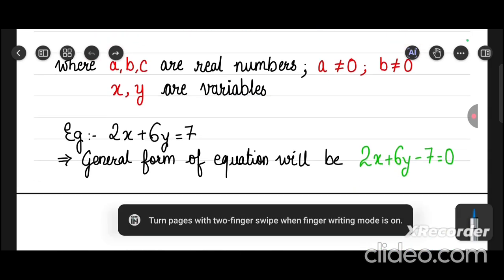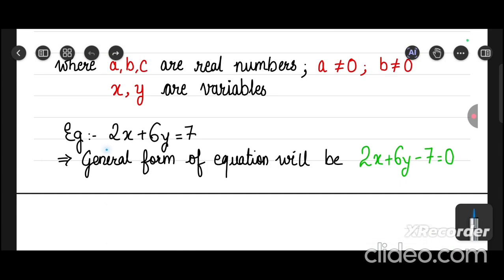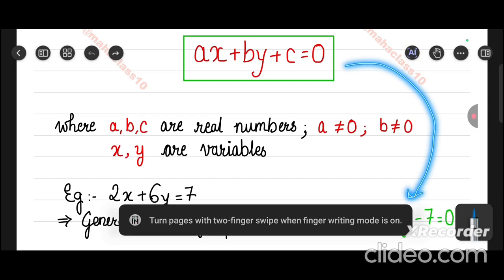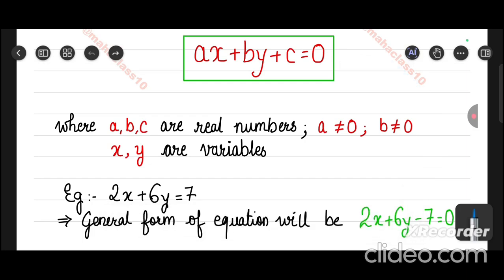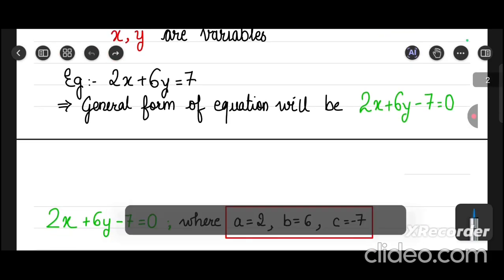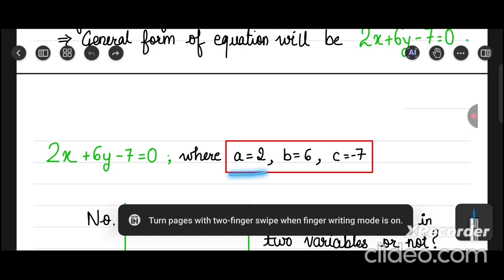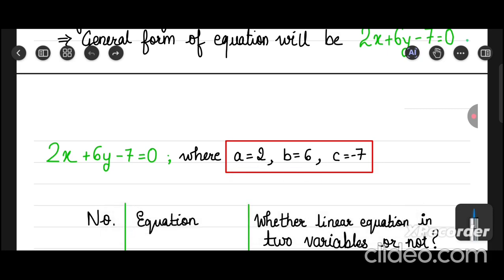Now let's look at an example. We have 2x plus 6y equals 7. The general form of the equation will be 2x plus 6y minus 7 equals 0. While rewriting in general form, we get 2x plus 6y minus 7 equals 0, where a equals 2, b equals 6, and c equals minus 7.